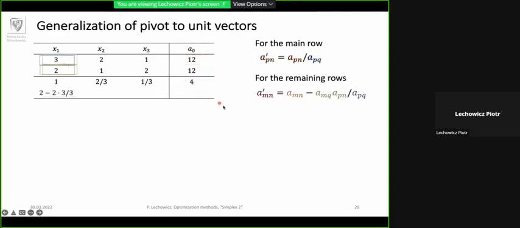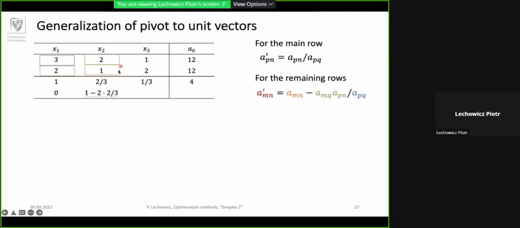And in the second row, for the remaining rows, we are applying such an operation. So we are taking the value mn, so it's our considered row and our considered column, and we subtract the value in the corners, they are forming such. We can imagine that it's some kind of a square.